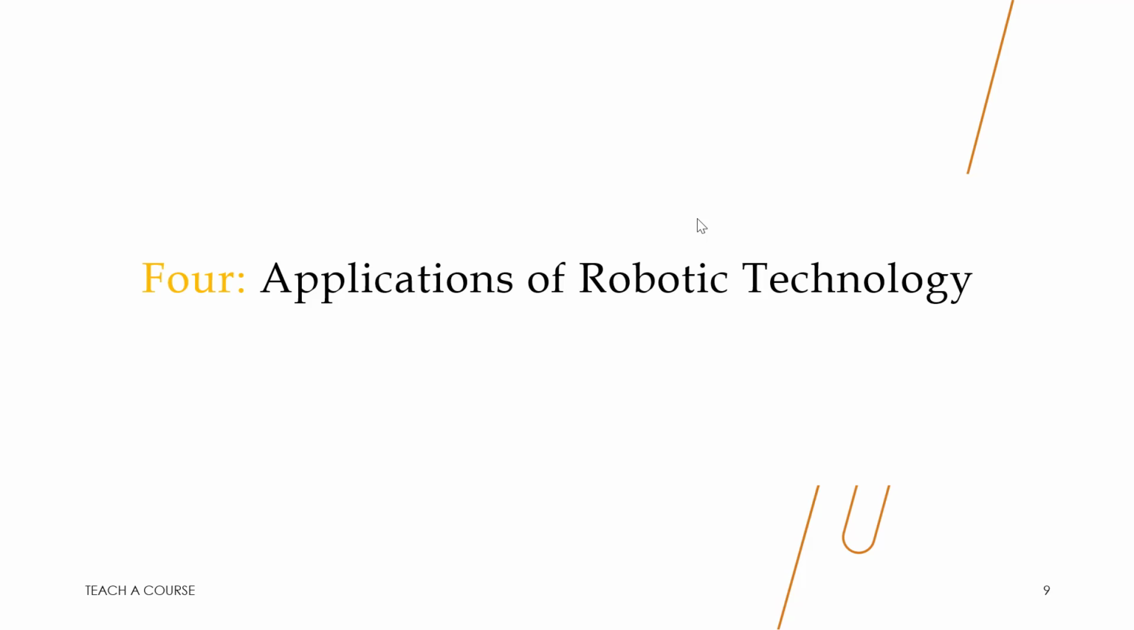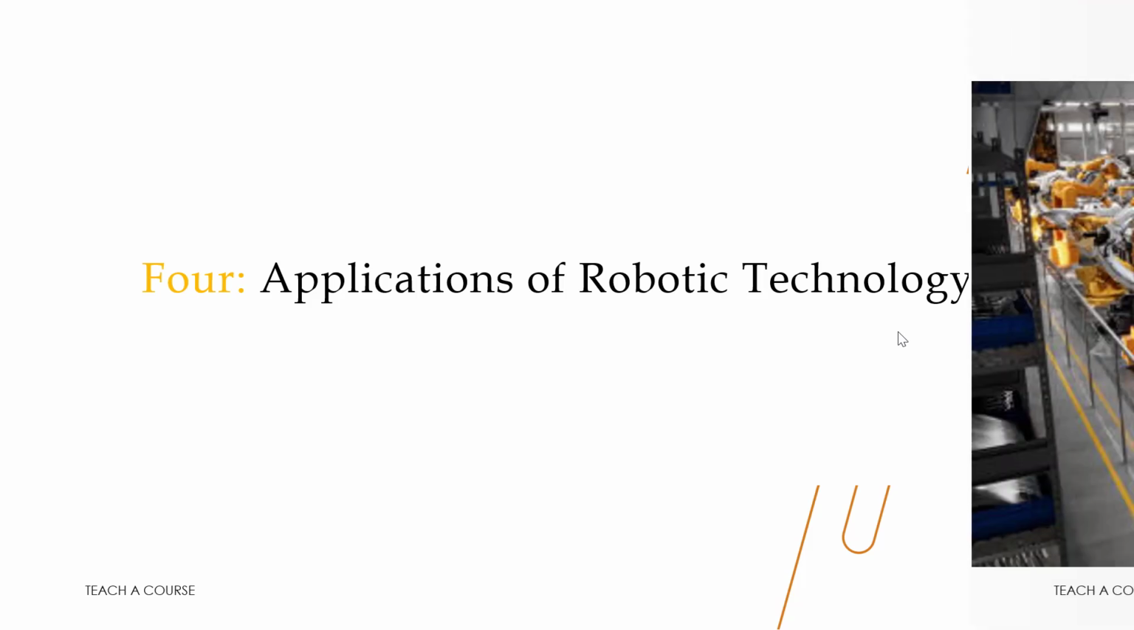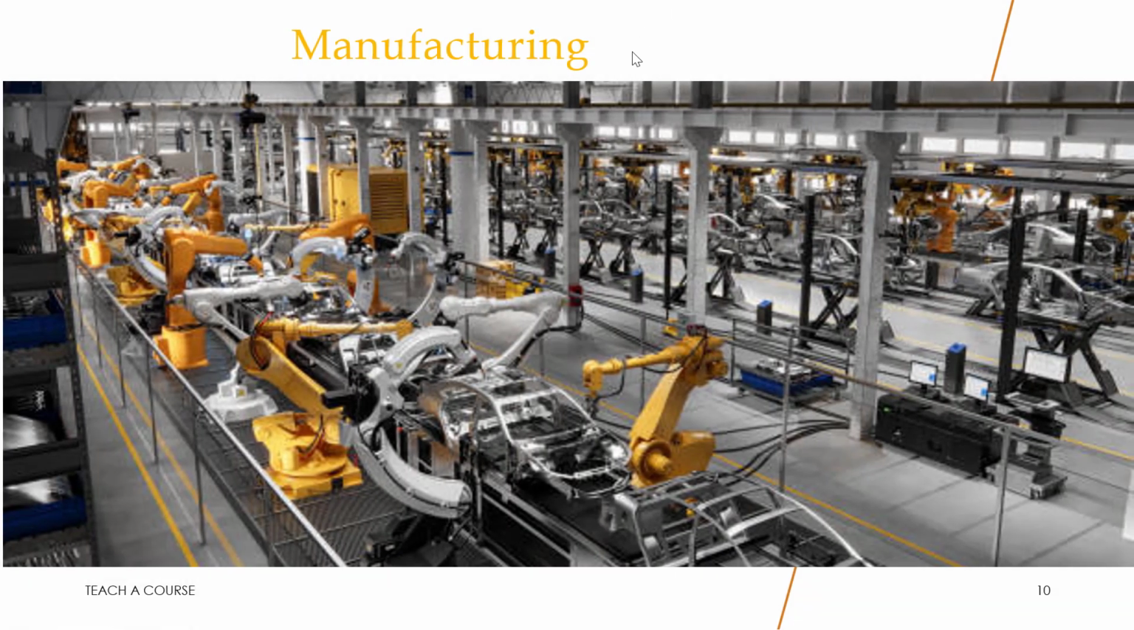Now, let's move on to the next one, that is application of robotic technology. Robotic technology finds application in a diverse range of industries and sectors. And the first one we'll be talking about is the manufacturing sector. Robots streamline production processes, enhancing efficiency and precision in assembly lines, as you can see in the picture.